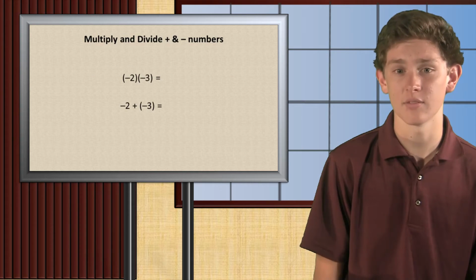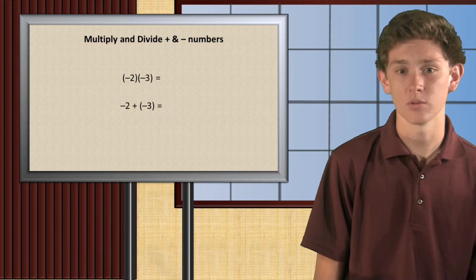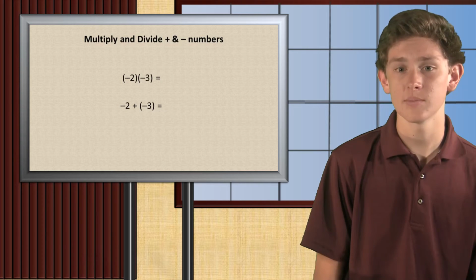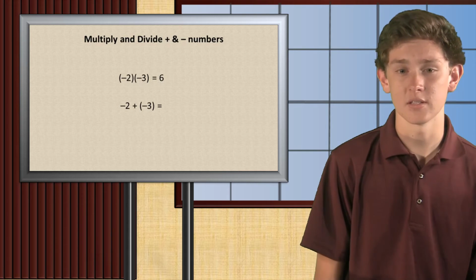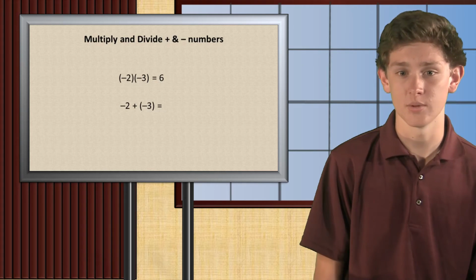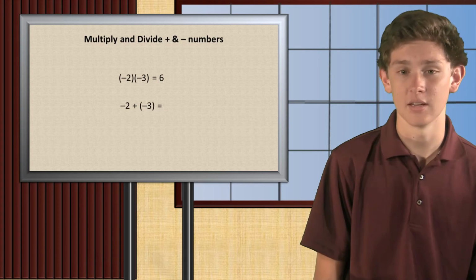-2 times -3. Because there's 2 negative signs in the multiplication problem, the answer is positive. And since 2 times 3 equals 6, the answer is positive 6. Now the addition problem. Since the signs of the numbers are the same, which is negative, we're just going to add the numbers up. 2 plus 3 equals 5. And since the signs were negative, the answer is -5.